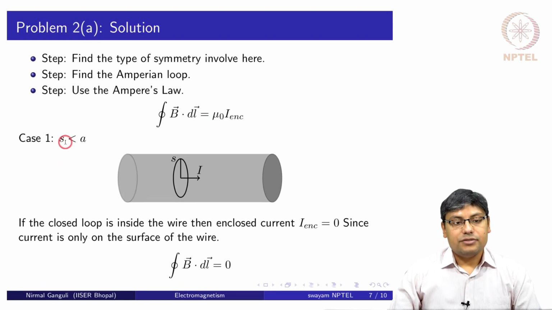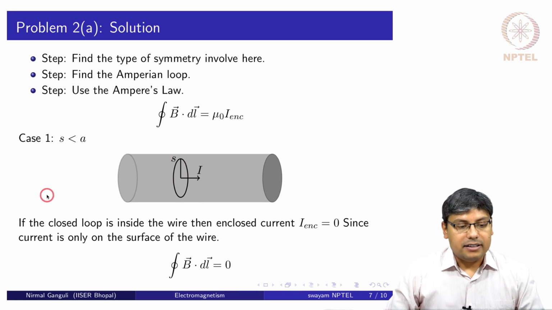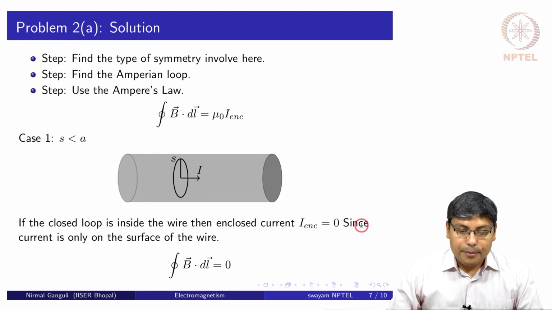For the first case, we have S less than A. That is, our Amperian loop is within the cylinder, it is not outside. Our point of observation is anywhere on the Amperian loop, and the loop is within the cylinder. The current I is flowing in this direction, and S is this much distance, and in the first case we only have a surface current. So, the loop inside the wire, that does not enclose any current, the current enclosed is 0.